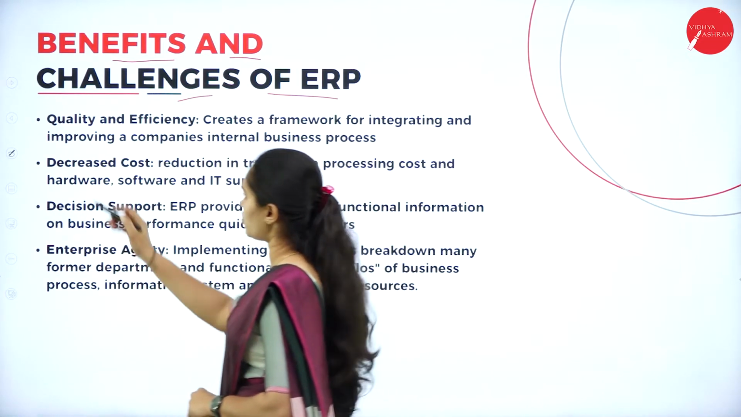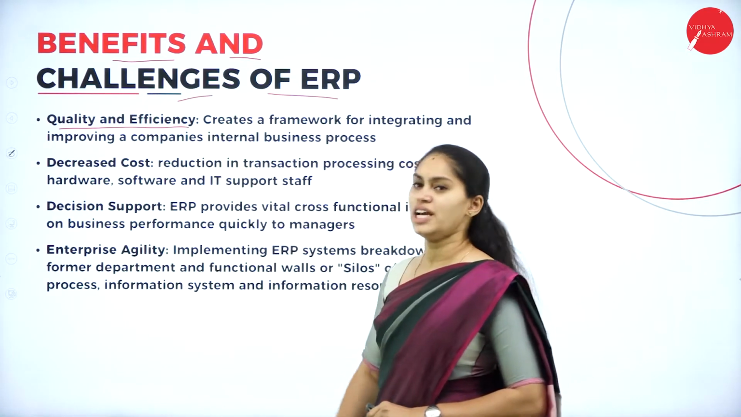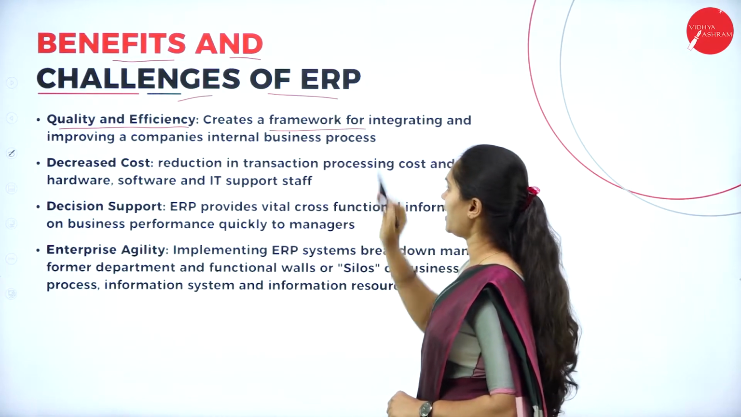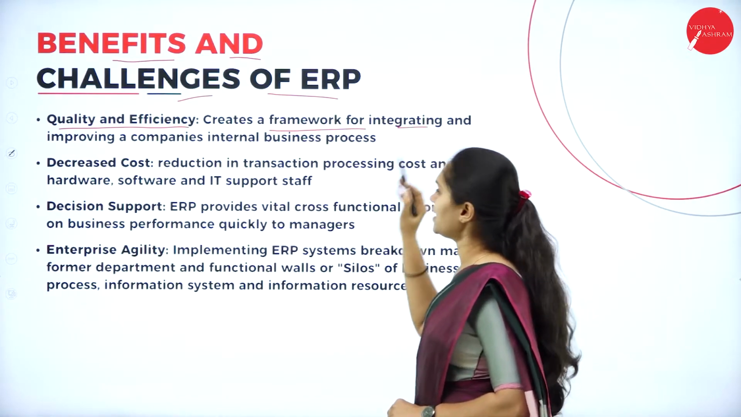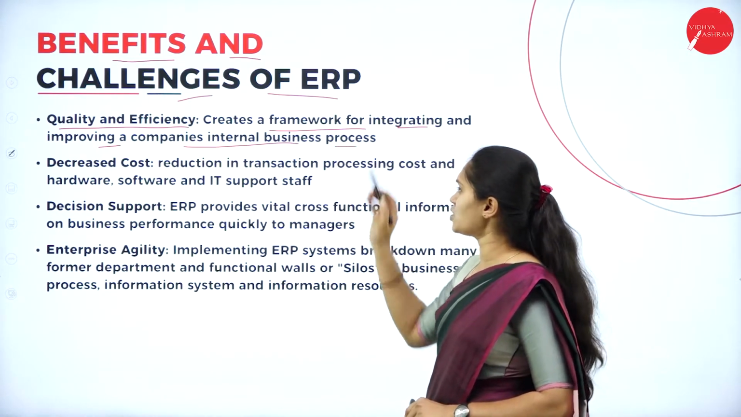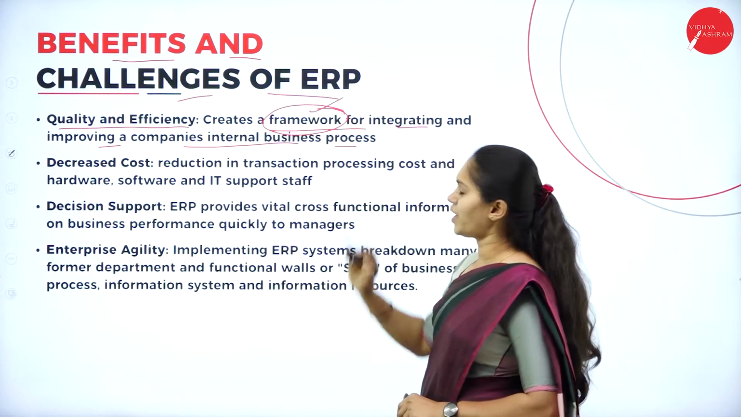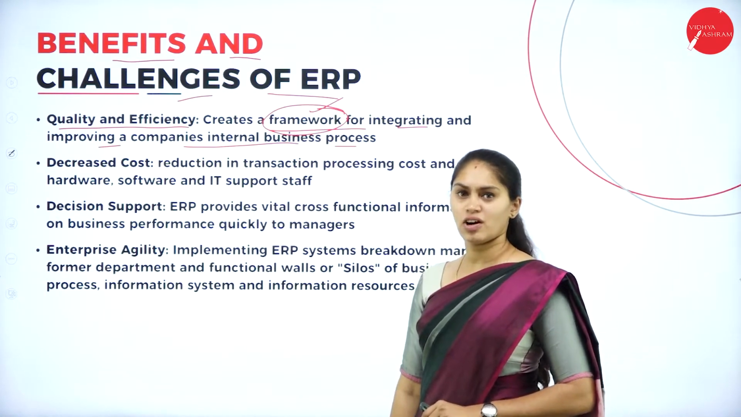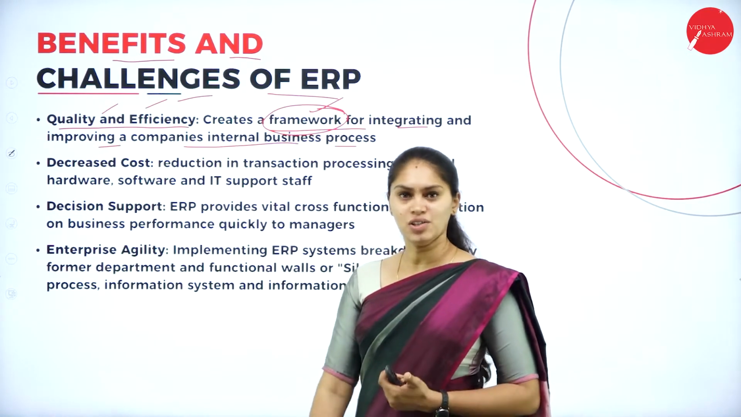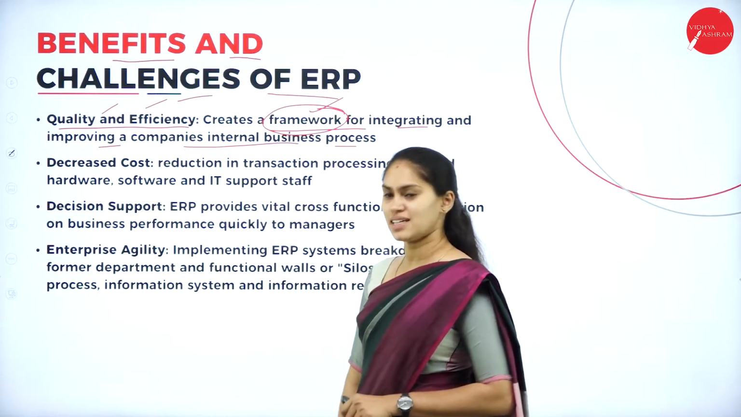So the main concern is what? Quality and efficiency. So the main benefit is what? Quality and efficiency. This ERP system is going to create a framework for integrating and improving a company's internal business activities or processes. By having this framework, it is very helpful in developing quality and efficiency in work. So that is how it benefits by making use of this ERP.